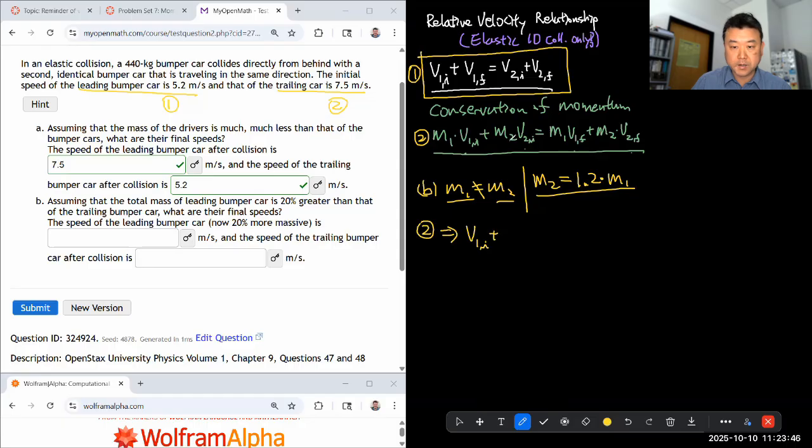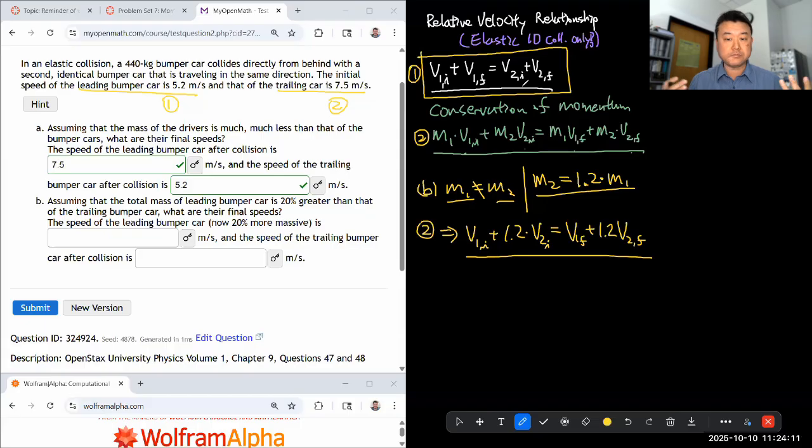So the simplified version looks like this: V1 initial plus, what was M2 becomes 1.2 times V2 initial, is equal to, M1 cancels out, V1 final plus M2 becomes 1.2 M1, and M1 cancels out, V2 final. I'm combining this with the relative velocity relationship to solve for my unknowns. Let me go in the same order. I'll solve for V1 first, the leading bumper car. This time I'm going to solve equation 1 for V2 final with a view to eliminating it.